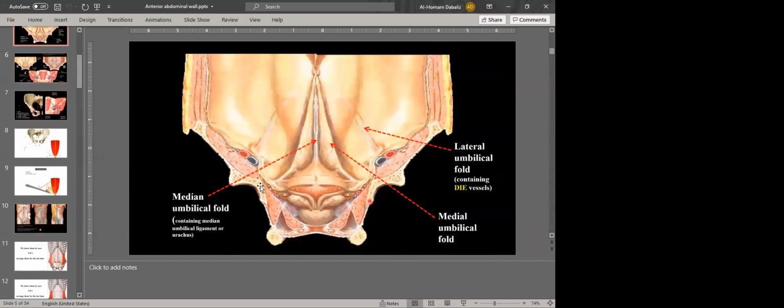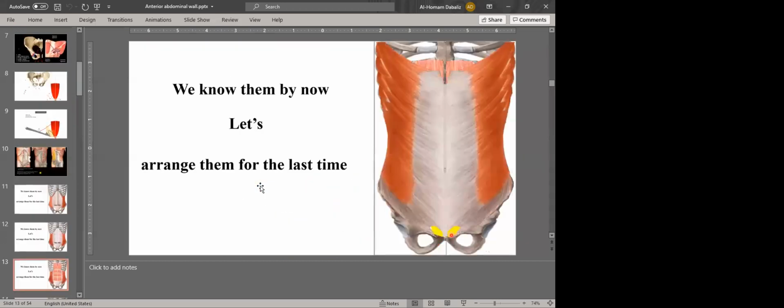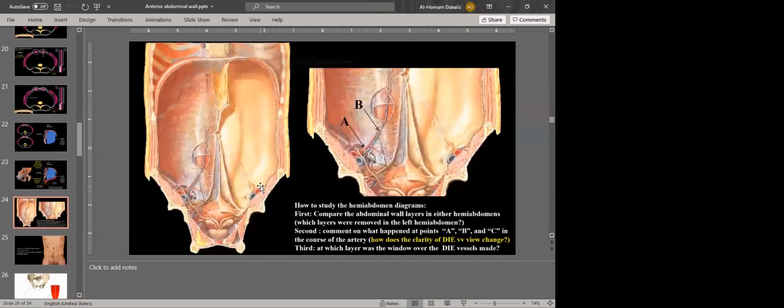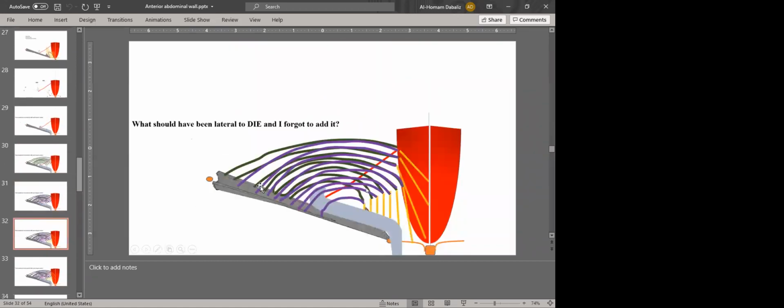Sorry if I'm all over the place, but literally this lecture is all over the place. So I really don't know how it is organized.